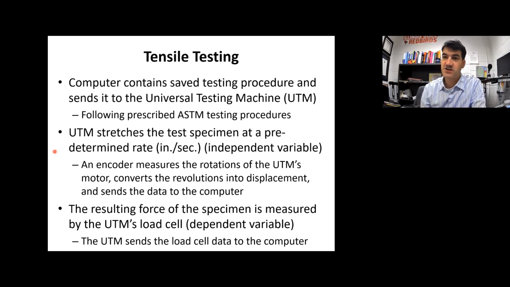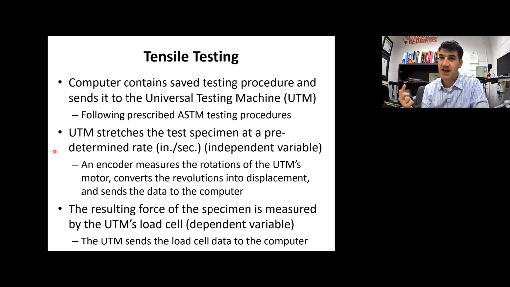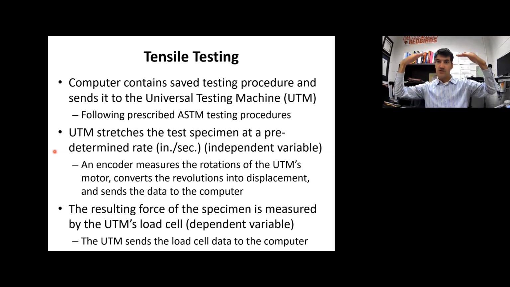And so the machine knows the position of the moving crosshead by determining how many times that screw has rotated around. So it's counting the rotations of that screw, driven by the motor in the base of the machine. And by counting the rotations, it knows where the moving crosshead is, and it knows how much the part has stretched. All right, so that's the extension or the stretch data.